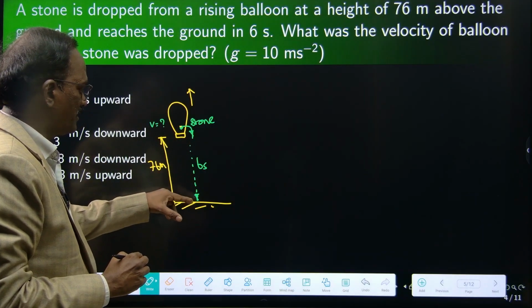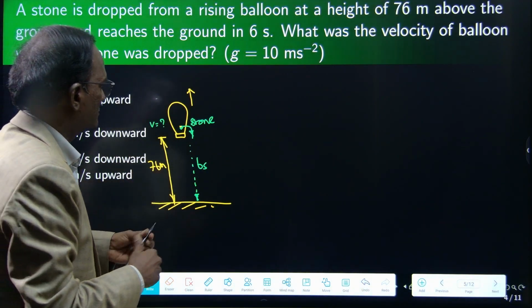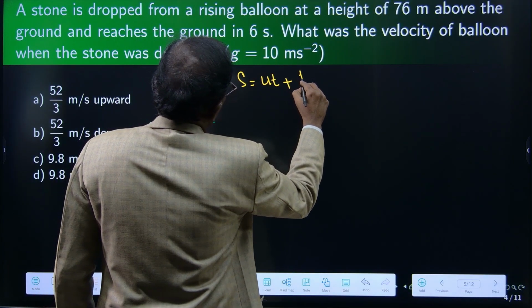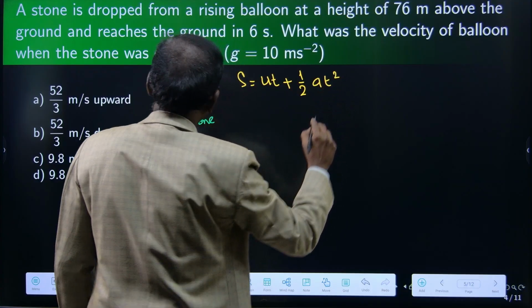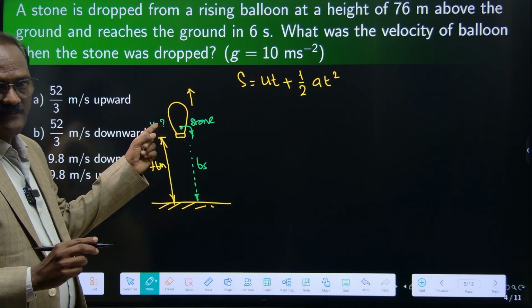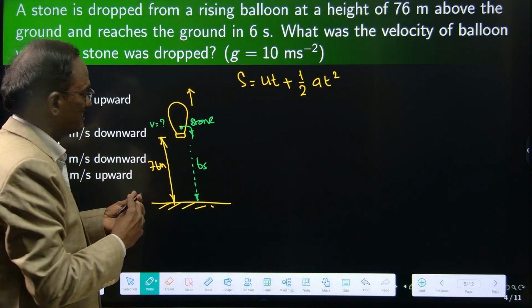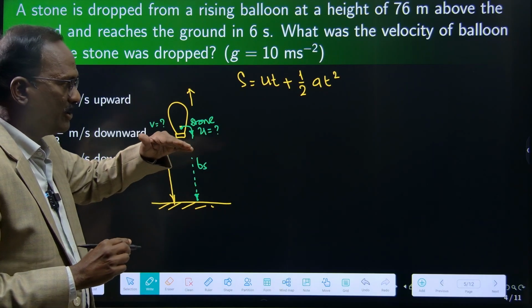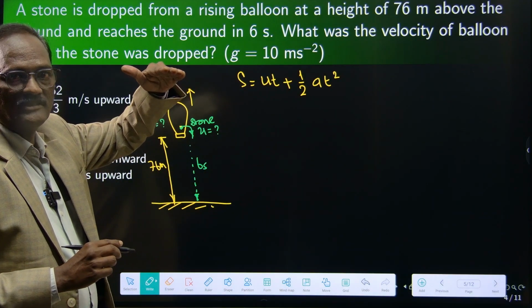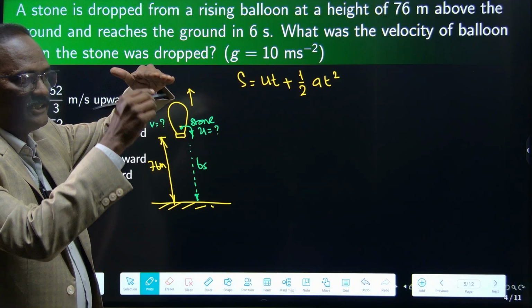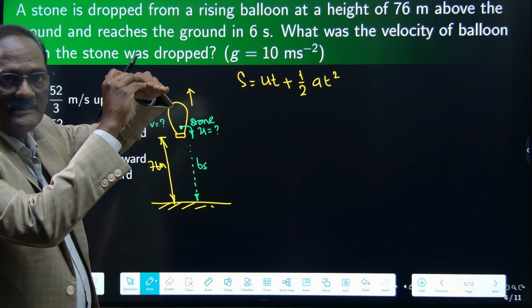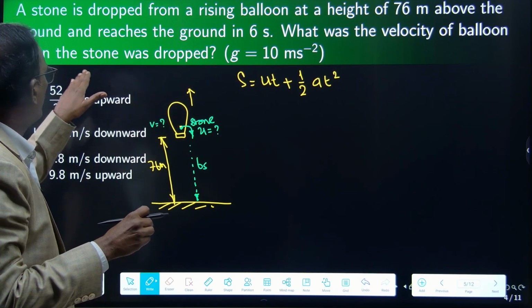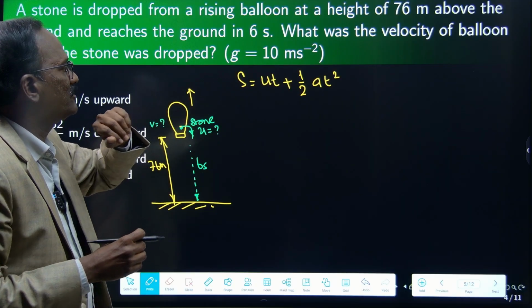So, the stone is dropped down from 76 meter. Let us use this formula, S is equal to ut plus half a t square. Velocity V of the balloon is nothing but the initial velocity of the stone, isn't it? The balloon is rising up. It has some velocity at 76 meter height. Then a stone is dropped, right? The initial velocity of the stone is nothing but this V. That is asked: what was the velocity of the balloon when the stone was dropped? That is the initial velocity of the stone.